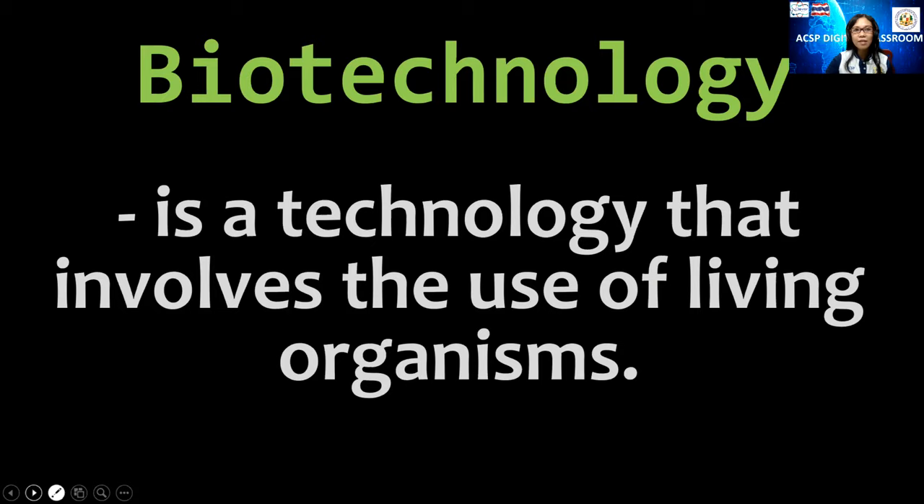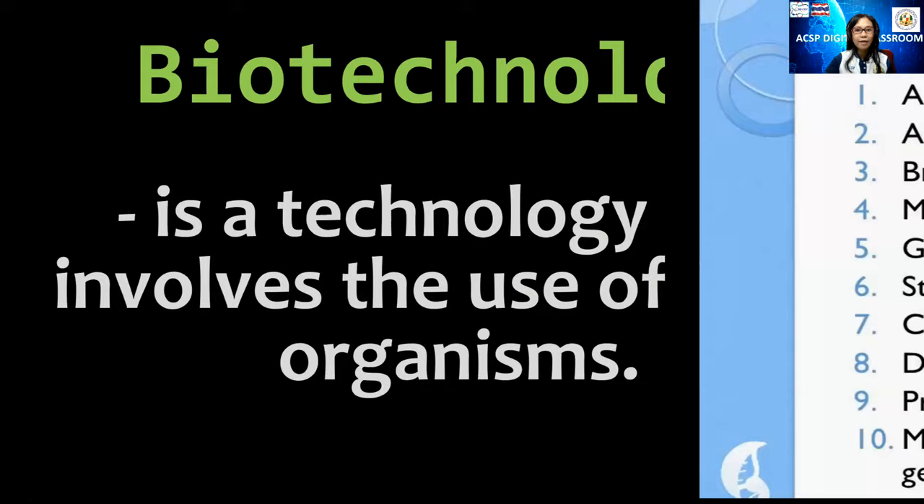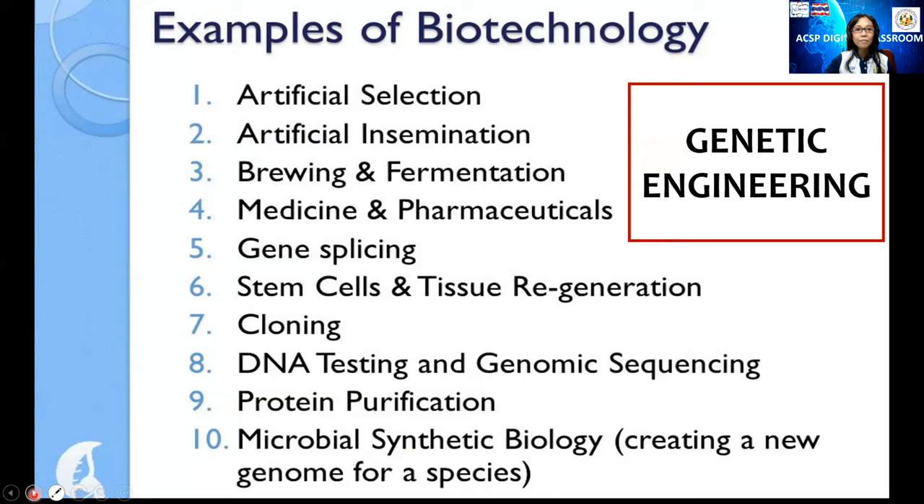That is engineering technology of the 21st century. So that is our genetic engineering today. Okay, these are examples of biotechnology. Number one, artificial selection. Artificial insemination. You can search the internet if you don't understand some words from here. Brewing and fermentation. Medicine and pharmaceuticals. Gene splicing, stem cells and tissue regeneration, cloning, DNA testing and genomic sequencing, protein purification, microbial synthetic biology.